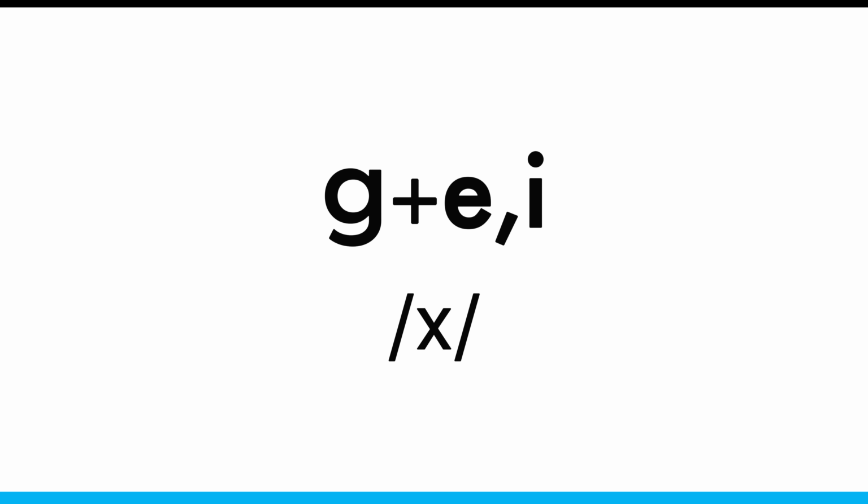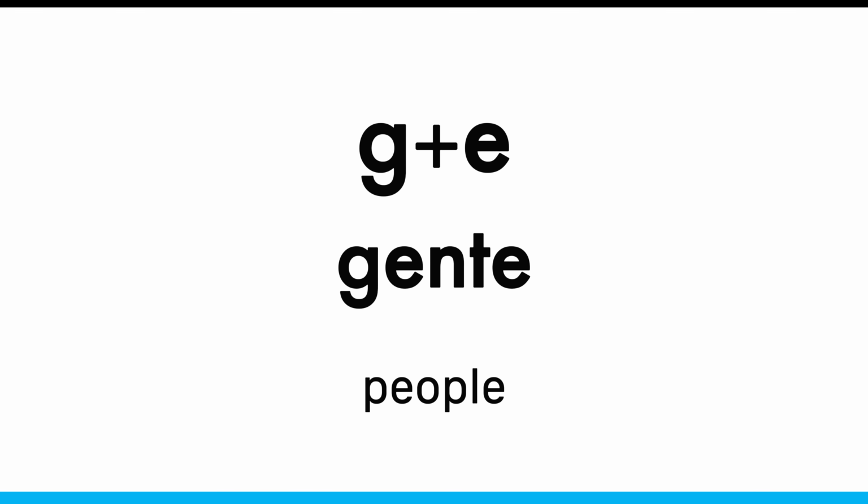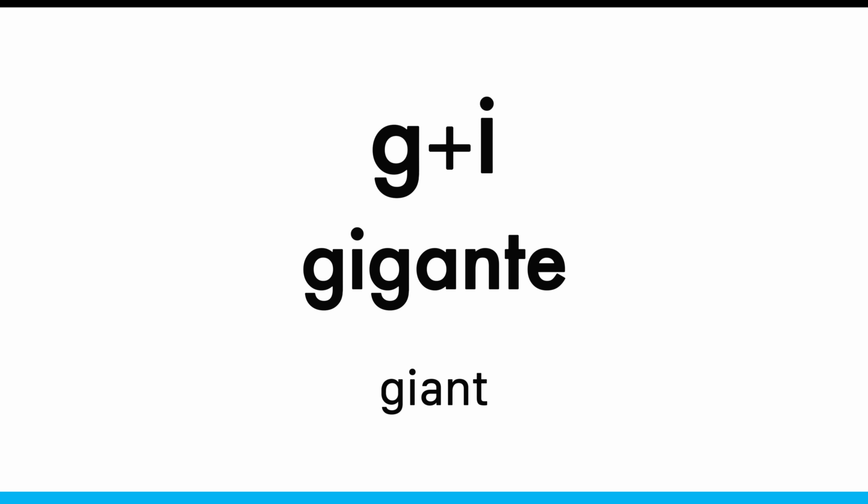And when the letter G is before E or I, it sounds H. For example, gente, gigante.